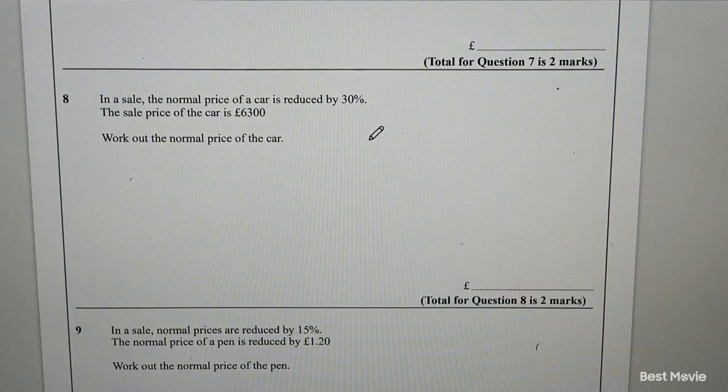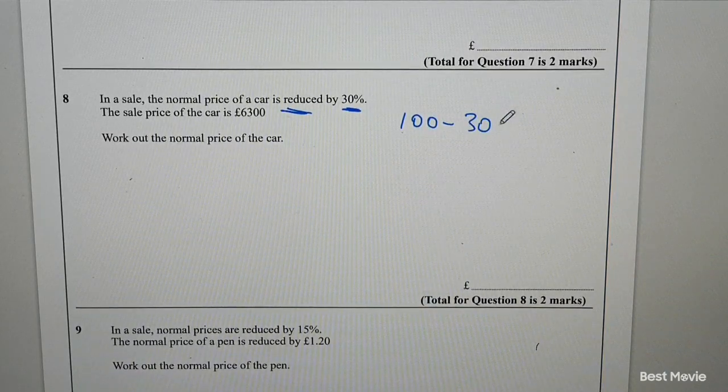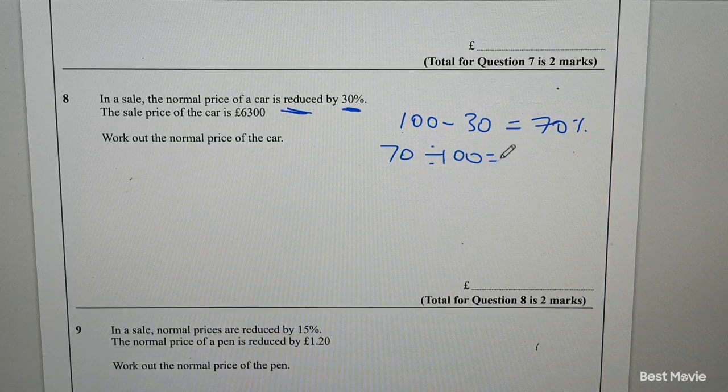In a sale, the normal price of a car is reduced by 30%. The sale price of the car is £6,300. Work out the normal price of the car. So underline the keywords. So it's a reduction. So 100% take away 30% is 70%. So 70% means 70 out of 100, which is 0.7. So that is our multiplier.